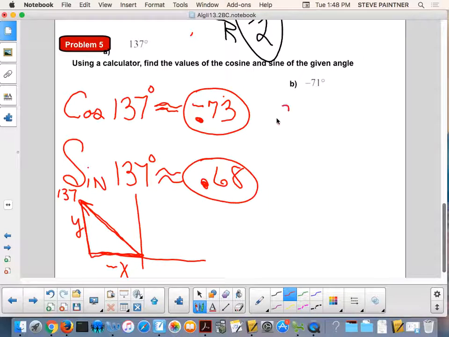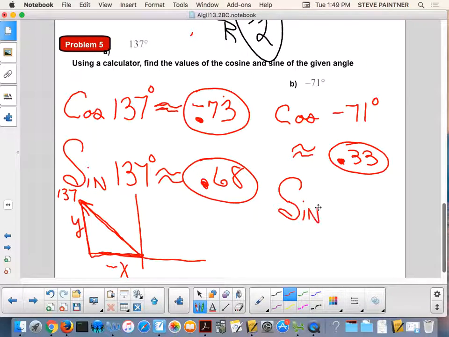What's this one? Cosine of negative 71 degrees. I know you guys think I'm going to do it, but I'm not. 0.33, thank you. And of course, what's sine of negative 71 degrees? Negative 0.95, okay. All right, there you go, guys. That's just you using your calculator. If you can't even use your calculator, then we're in big trouble.